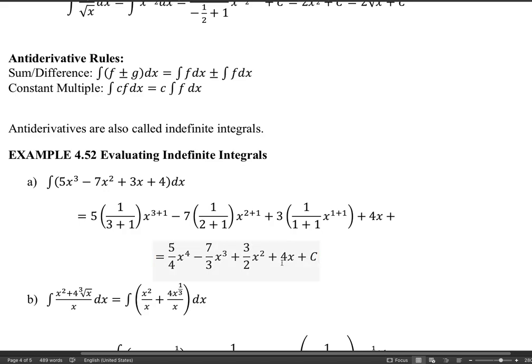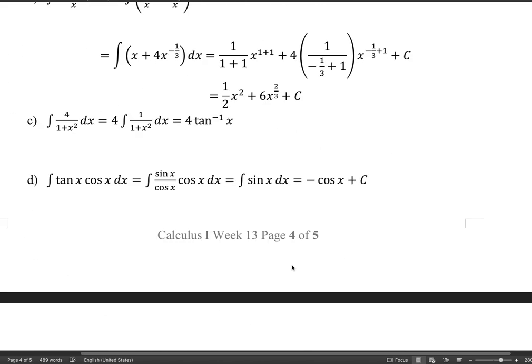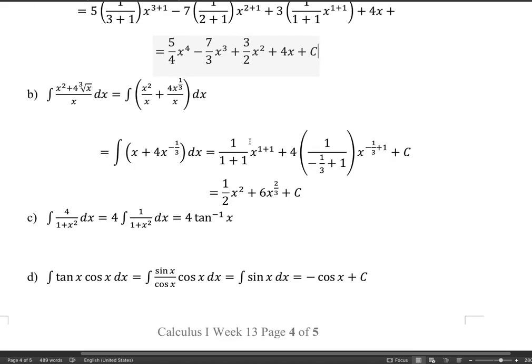4x. Now this should be the correct antiderivative. Then part B, well, I said several times, when you apply the anti-differentiation power rule, make sure you apply it to each individual power function. But you cannot apply the power rule to the numerator and the denominator separately. So for part B, this is what I did.